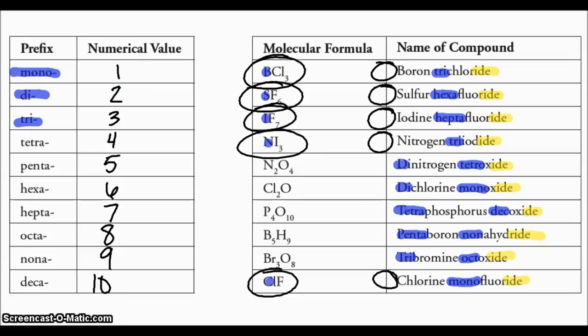That doesn't mean that we never use mono. If we look at this Cl2O, we get the name dichlorine monoxide. So we do use the mono, but we only use it on the second element being named. Every single time, the second element always has to have a prefix, and the first element always has to have a prefix as well, unless there's only one of that particular element, like in these cases. So we never start off saying mono, but mono can be used for the second element.